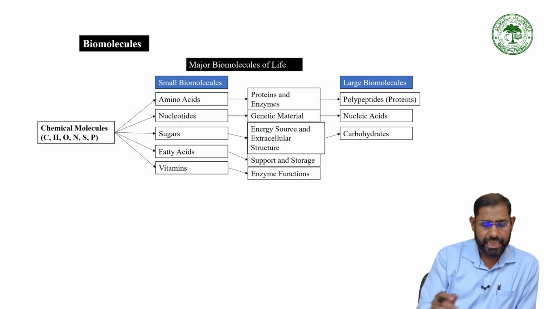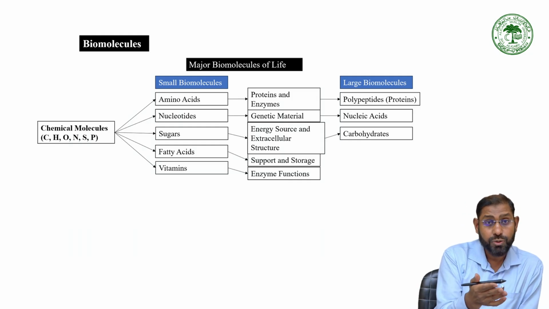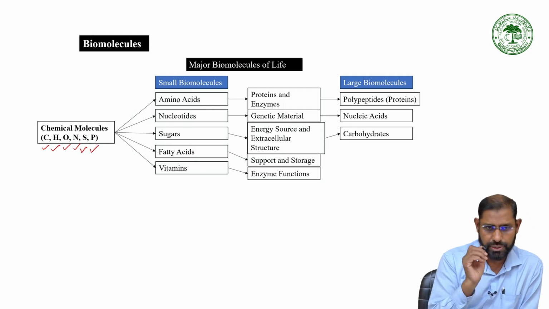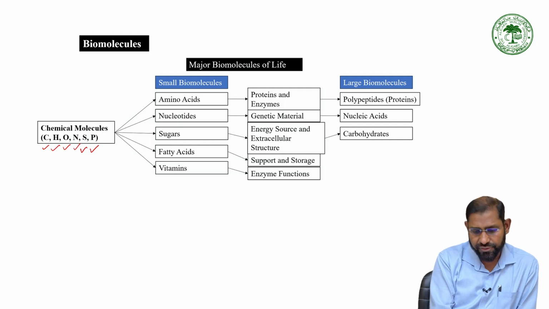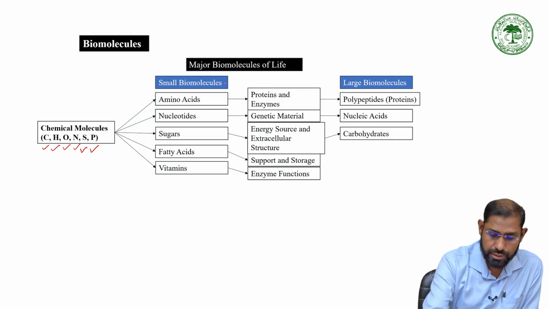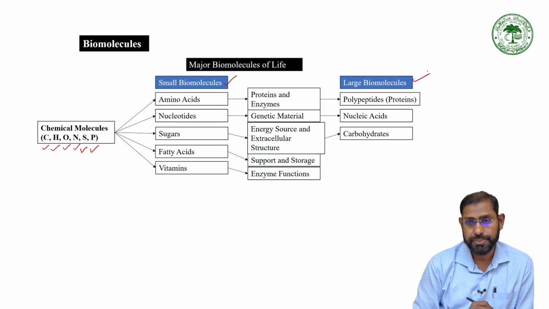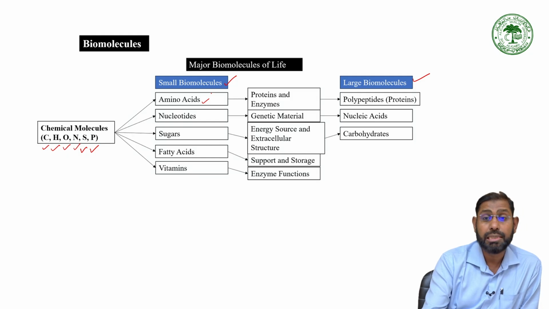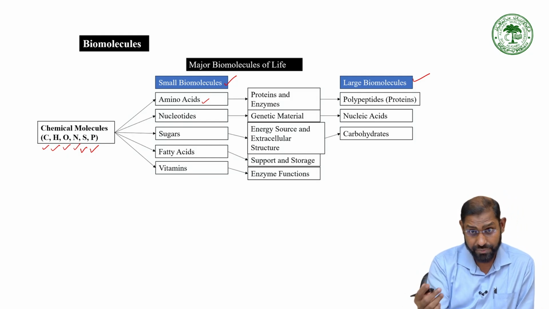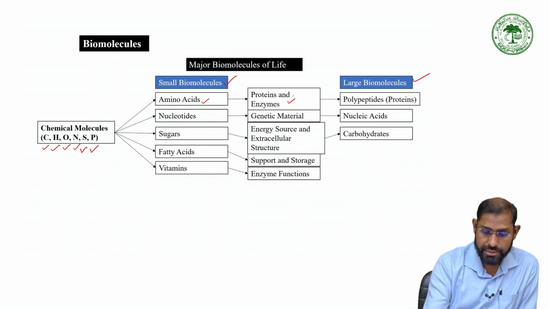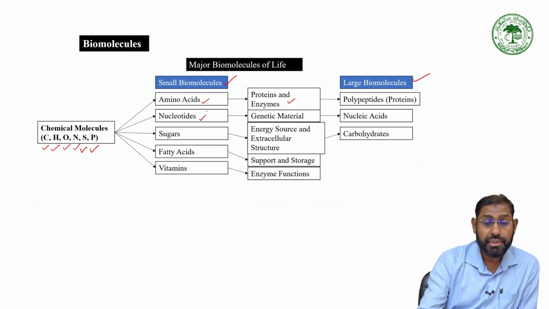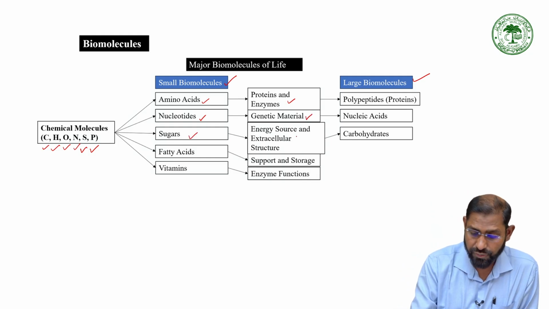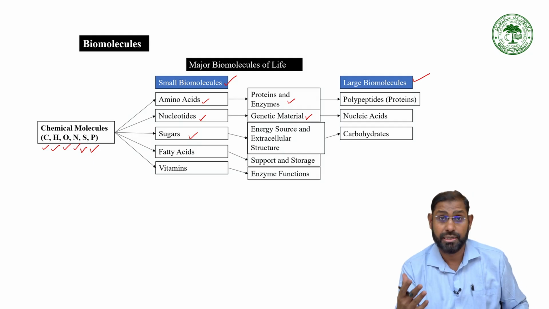Now, biomolecules. The chemical elements are carbon, hydrogen, oxygen, nitrogen, sulfur and phosphorus. These further form small molecules, then large molecules. The small molecules include amino acids, which are responsible for making proteins and enzymes. Then we have nucleotides, responsible for genetic material. Then we have sugars, responsible for energy source and extracellular structure.